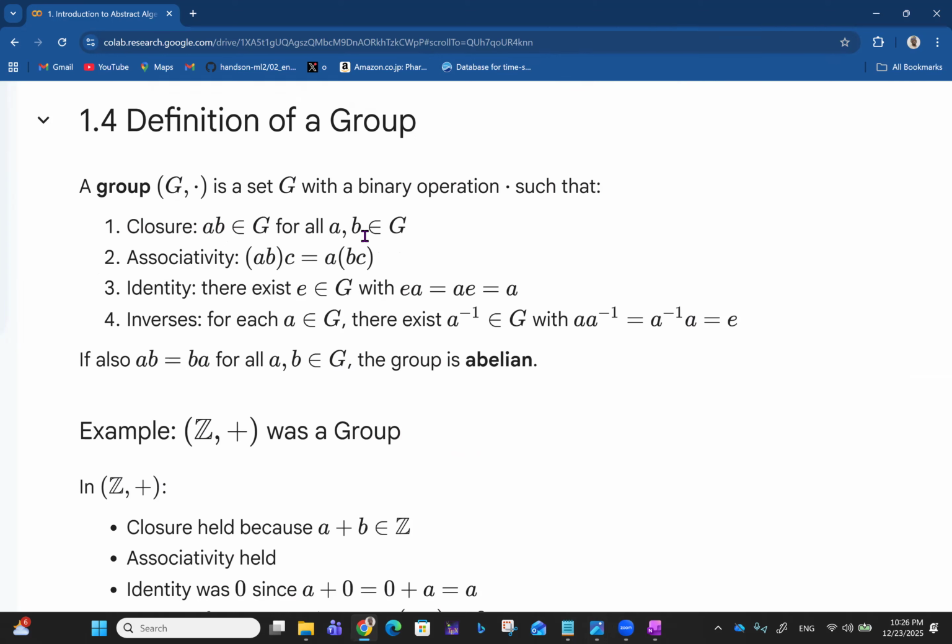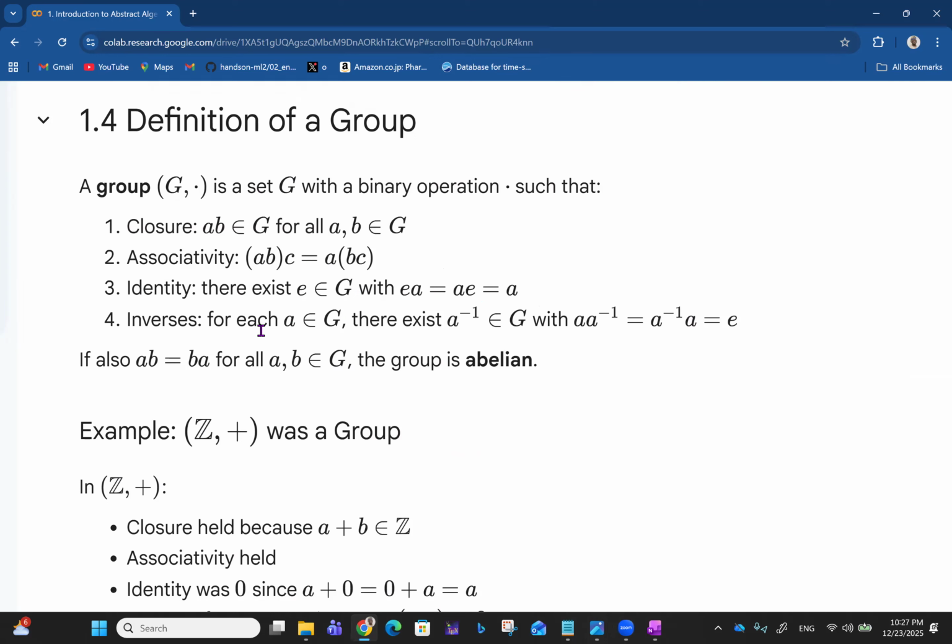And then there's associativity. That is, (A·B)·C is the same thing as A·(B·C). That's if you do AB first, so if you do AB·C or A·BC, it's associative. All right. Then there's also the identity thing we talked about. So there exists the identity element E, which belongs to G, with EA equal to AE equal to A, basically. So that is also the idea of identity.